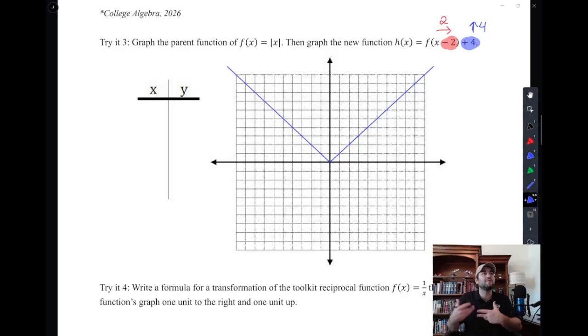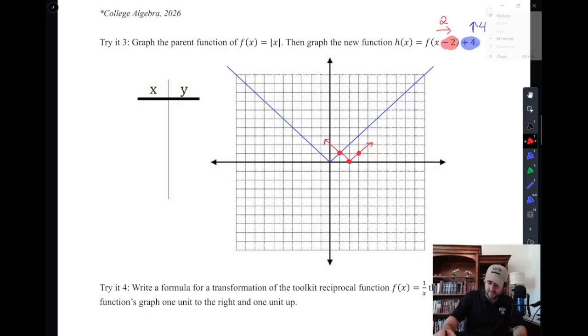So hopefully you're seeing the pattern and we're doing the same thing. And so I'm not going to graph the whole function. I'm just going to graph a few points of it so I can get an idea. But I'll go over by 2, to the right by 2, to the right by 2. And there is my first transformation happening. Notice how I went to the right by 2. But then I need to go up by 4.